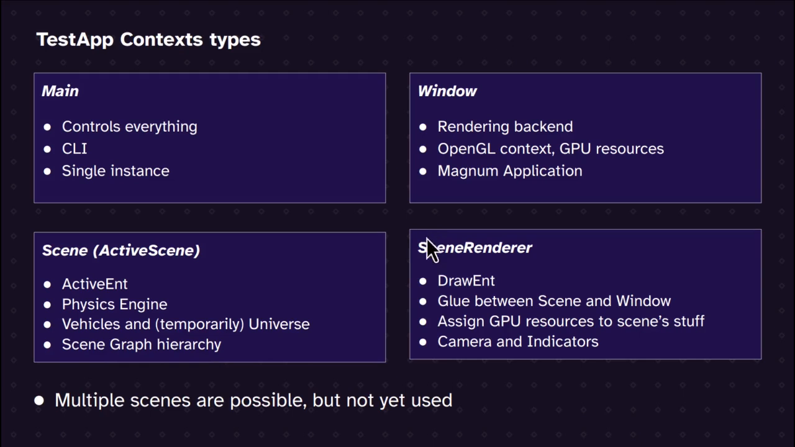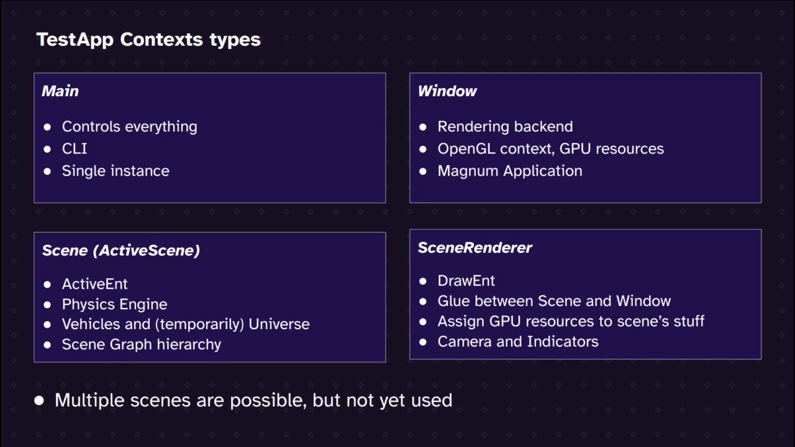This one's pretty interesting. Also the scene renderer, which is kind of like the glue between the scene and the window. It would assign GPU resources to the scene. Technically maybe we don't actually need a scene renderer, and we can just read the scene, shove it through a function, and draw things directly to the window. But we're going to have to keep things as a kind of cache. We need to know which GPU resources are assigned to each object in the scene, and it's not practical to keep regenerating that every single frame. Also things like cameras and indicators, like where is the camera stored? When looking around, the camera doesn't need to be on the OpenGL side.